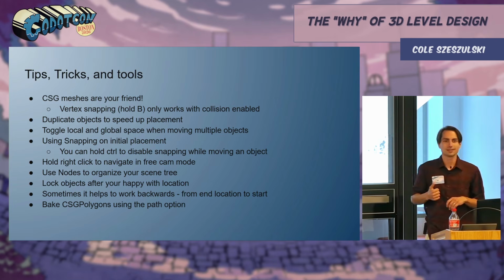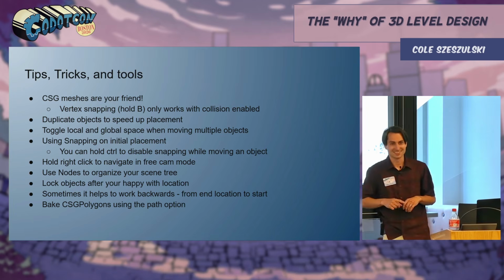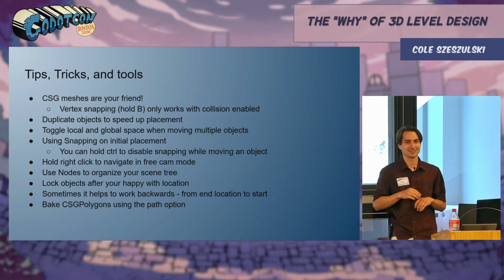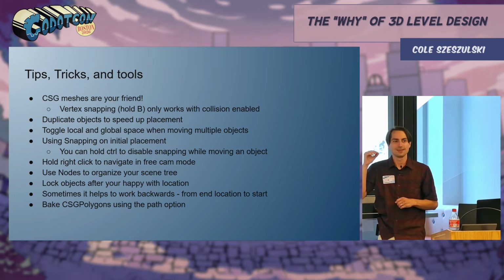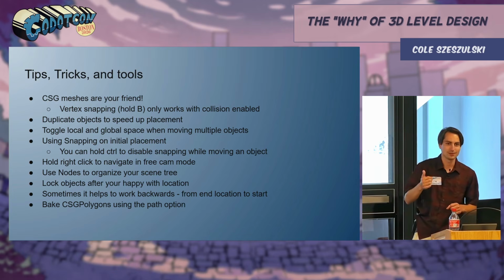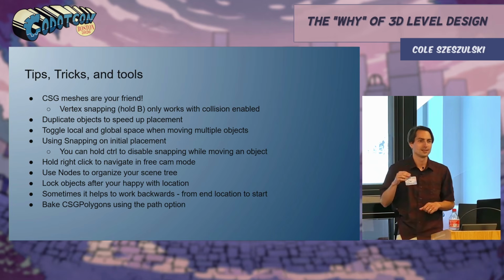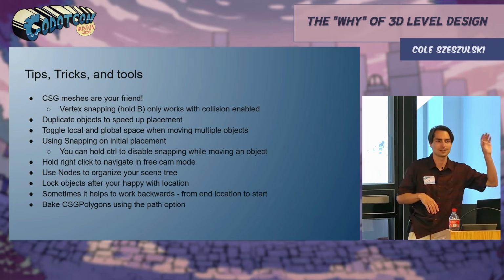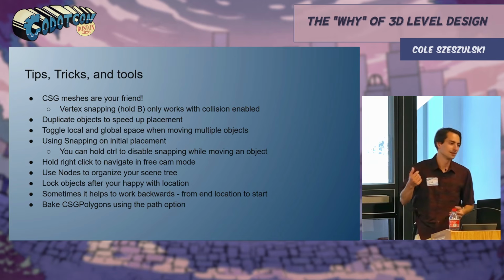Use nodes to organize your scene tree. I say this, but if you look at some of the examples, the node tree is a mess because there's like 100 CSG meshes in one thing. Keep things organized. Label them. Even if you don't label every single box that you're placing, if you have like 20 streetlights, put them in a node that says streetlights, and you can collapse it in the scene tree, and you don't have to look at copies and copies and copies of the same thing.